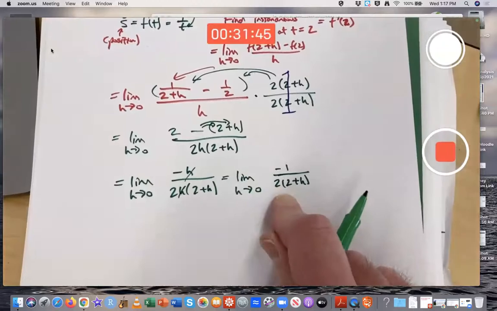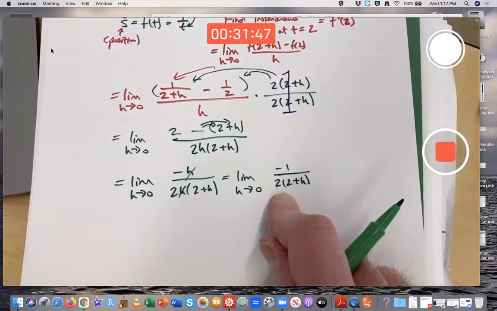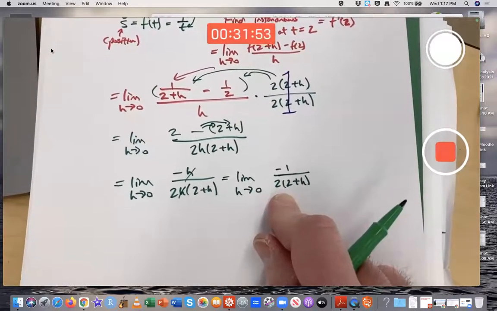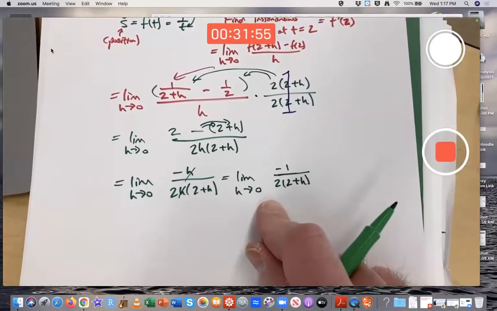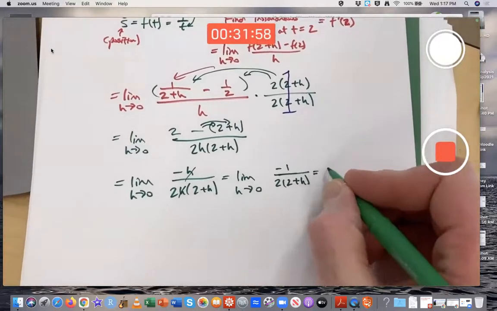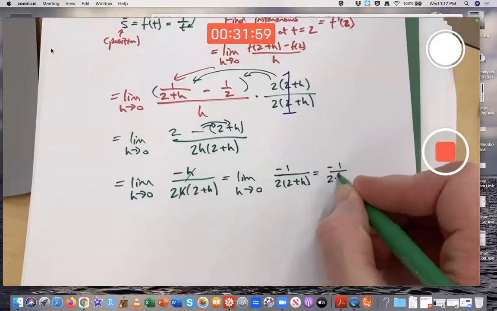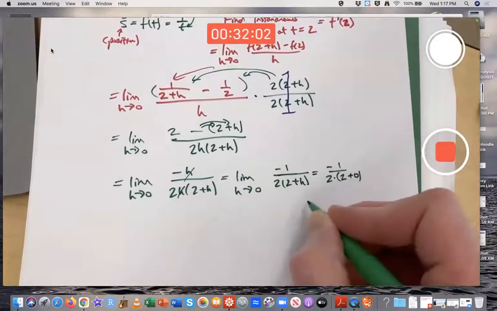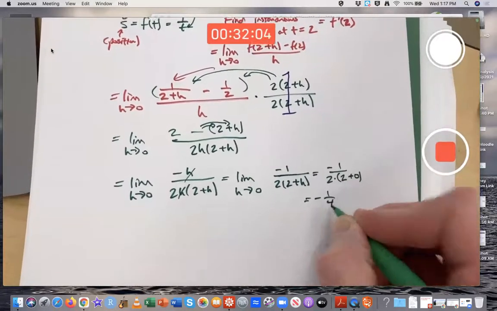This is a continuous function at h equals 0. It's not a continuous function at h equals negative 2, but I don't care about h equals negative 2. All I care about is h equals 0. Plug in h equals 0. Negative 1 over 2 times 2 plus 0 is negative 1/4.